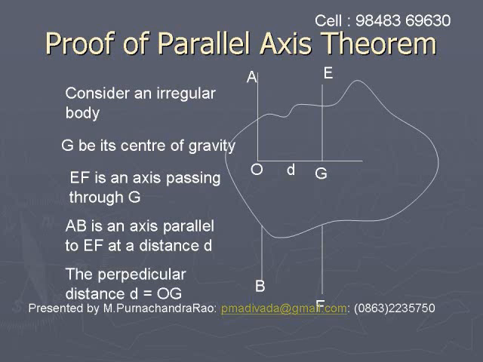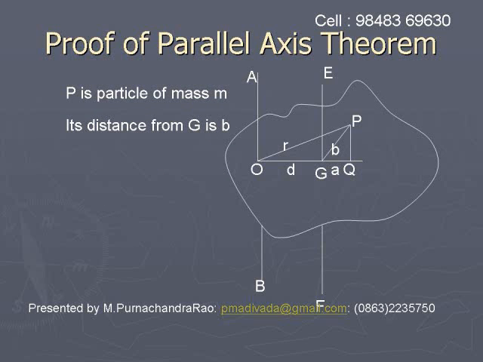AB is an axis parallel to EF at a perpendicular distance D. The perpendicular distance is OG. Now let us consider a particle P of mass m. Its distance from center of gravity is small b, and its perpendicular distance from the axis AB is small r. So OP is small r and GP is small b, and OG perpendicular distance is D.